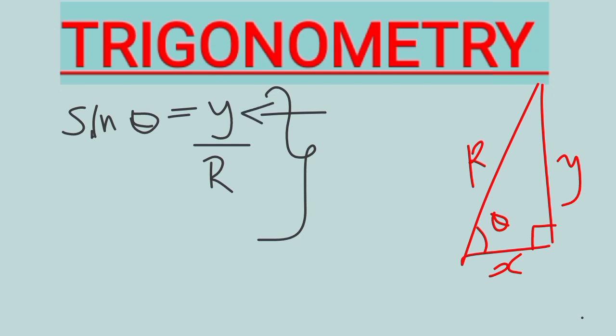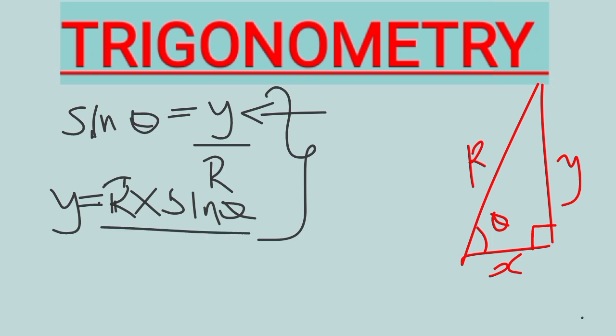So it is going to be y equal to r times sine theta. If we multiply r with sine theta, we are basically going to have r sine theta. So y is equal to r sine theta. Take note of it, r sine theta.